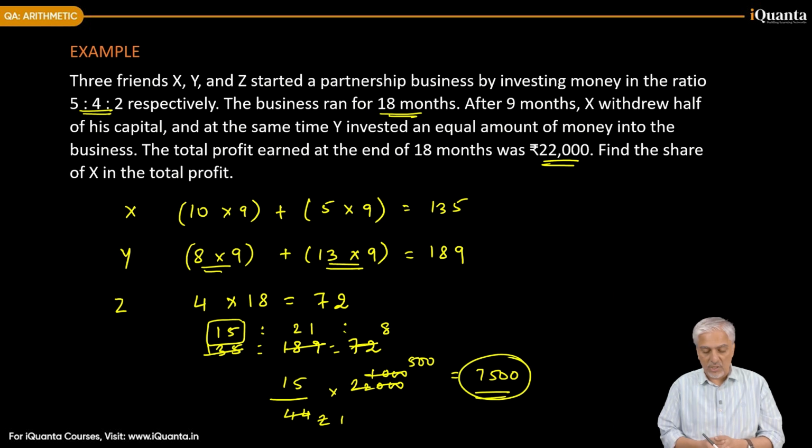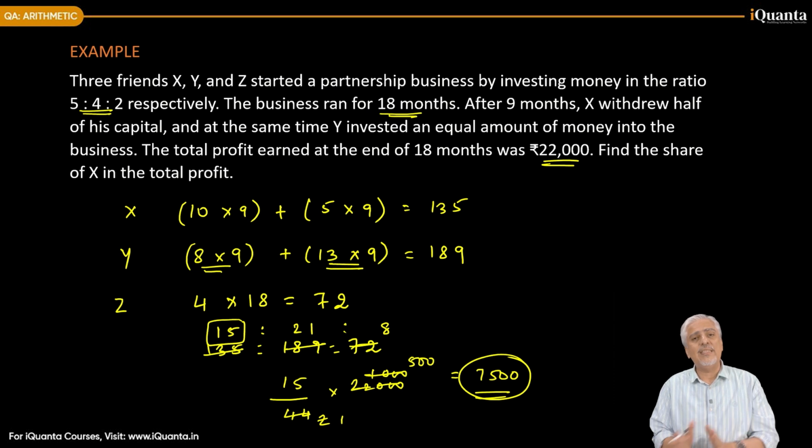Obviously, if you want to find the share of Y, it will be 21 upon 44, and Z will be 8 upon 44. So the logic is again the same as the question we did earlier, but here the question was just given differently. Whatever money X withdrew, that exact much money Y has added in the business. And that is why this question becomes very interesting. Yes, 9 could have been taken common earlier, and 9 could have been cut earlier to make the calculations a little easier. But when you're understanding the concept, it is not so important about the calculation speed, but about trying to understand the concept.